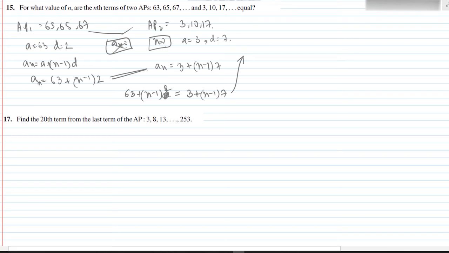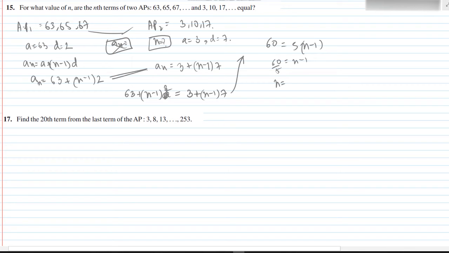So for this, sending 3 to this side, it will become 60, and sending 2(n minus 1) to this side, it will become 5(n minus 1), right? So 60 divided by 5 is equal to n minus 1.